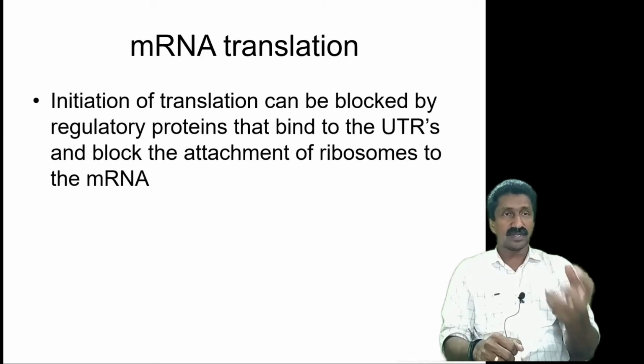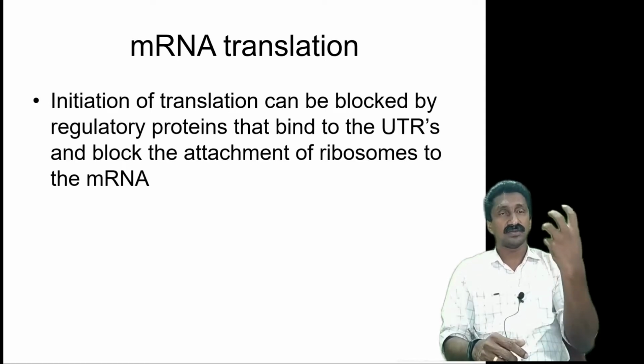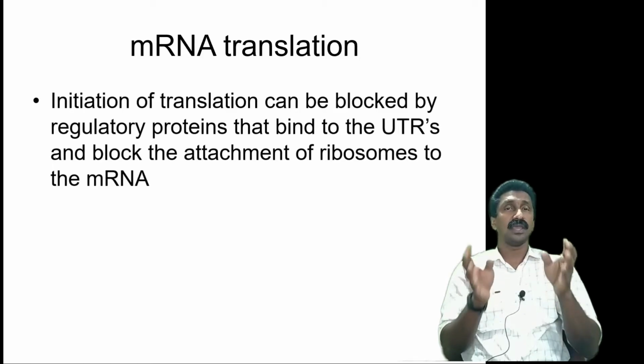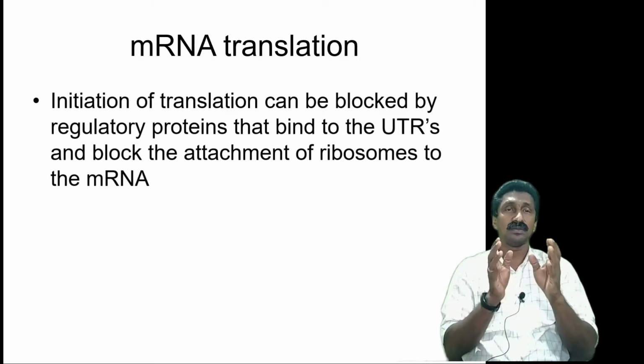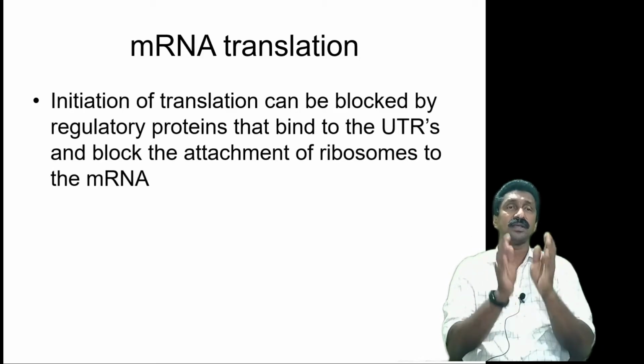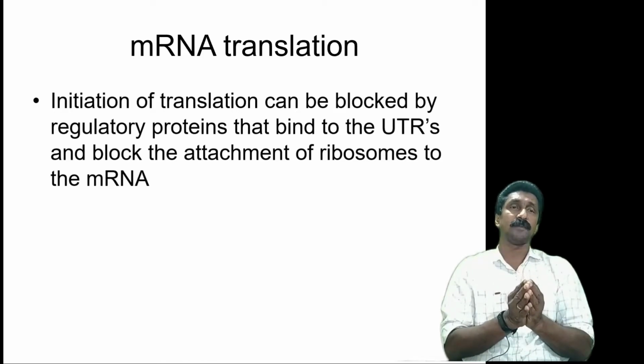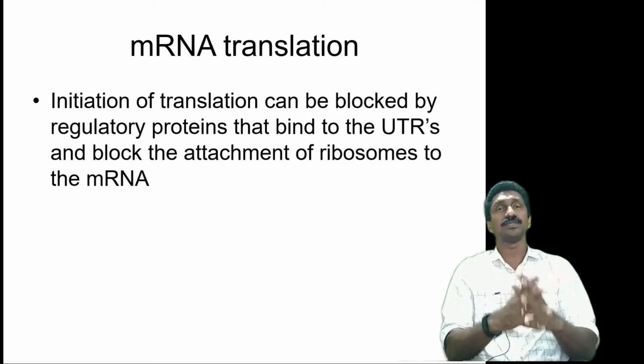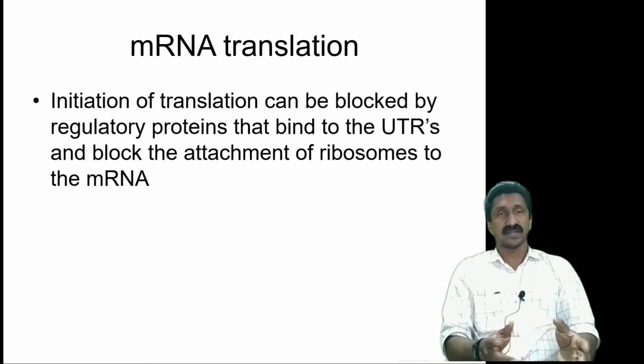So the 5' UTRs especially will be attached with some regulatory proteins or some inhibitors, and that inhibition will prevent the ribosome assembly formation with the mRNA, and that results in the regulation or blockage of mRNA translation.